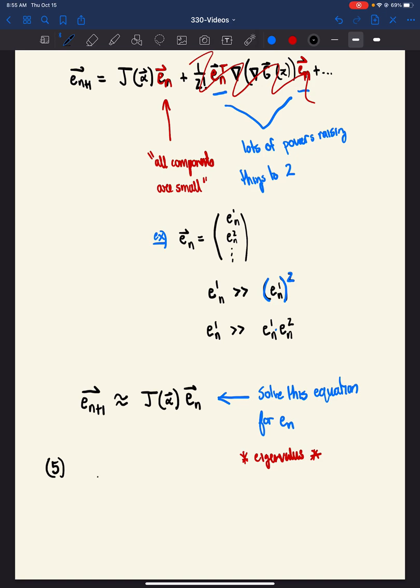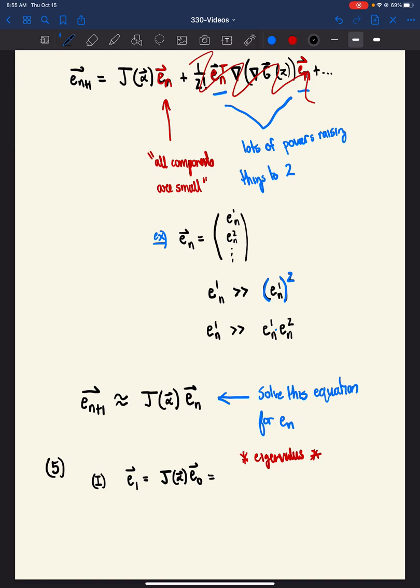The first thing I want us to recognize from this is, for example, if we start off with the E1 vector, well, that's just going to be equal to our Jacobian evaluated at the equilibrium point times whatever the original error is.